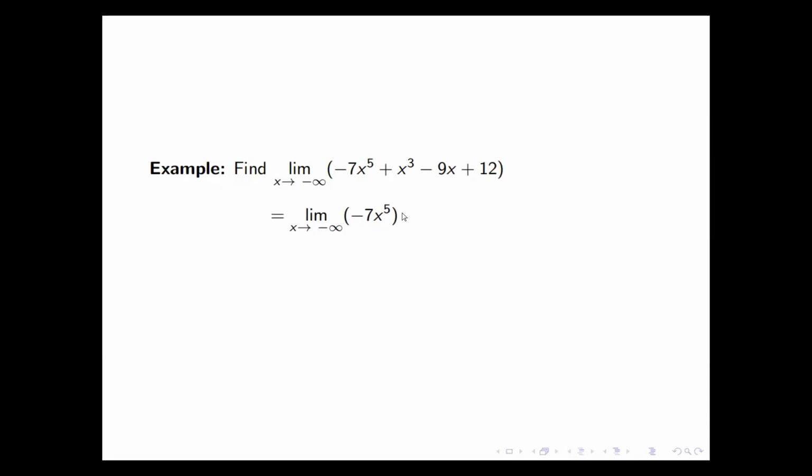Sign could be positive or negative depending on the sign here of negative 7, the index or the power here, odd or even, and of course, what x is approaching could be positive or negative. So if x approaches negative infinity, what will happen to x to the 5? Will it approach positive or negative infinity? Negative, okay. Thank you very much.